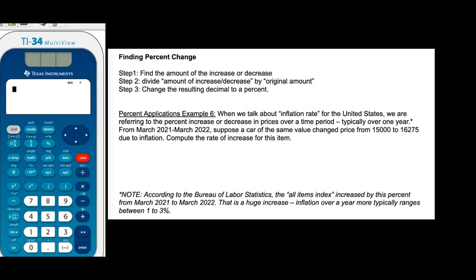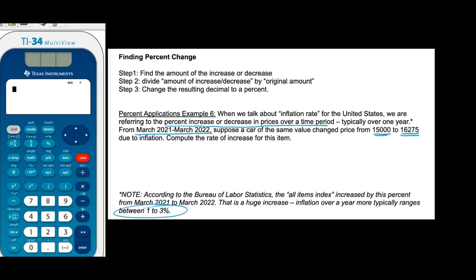And typically inflation, while inflation is really just referring to the percent increase or decrease in prices over a time, typically over a year. And in the United States, typically inflation ranges anywhere from 1 to 3%. We're going to look at a time period from March 2021 to March 2022 where inflation was actually much higher. And so suppose a car of the same value changed price from $15,000 to $16,275. And these are accurate numbers. This inflation is realistic for this time period.